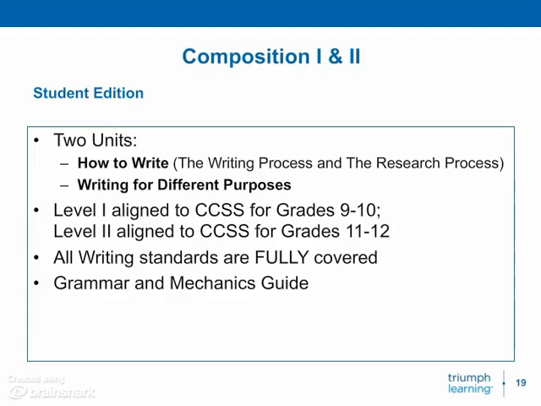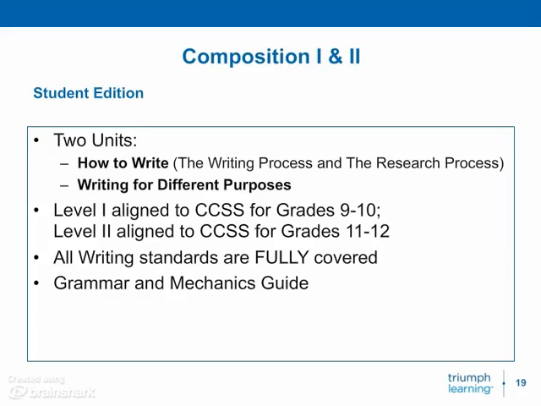In either program, the student edition covers all of the writing skills outlined in the Common Core state standards. Each consists of 2 units. Unit 1 is all about writing foundations, the writing process, and the research. Unit 2 is all about writing for different purposes.